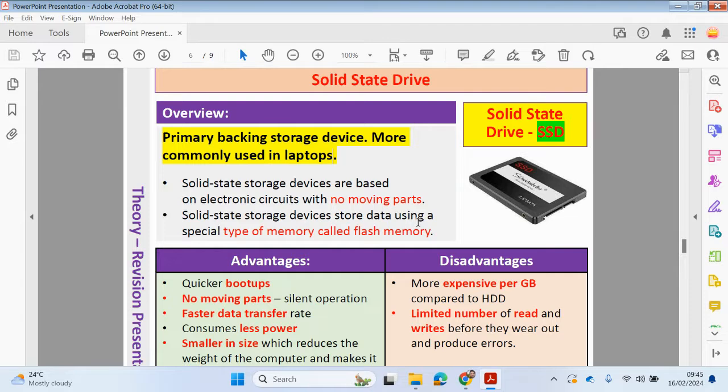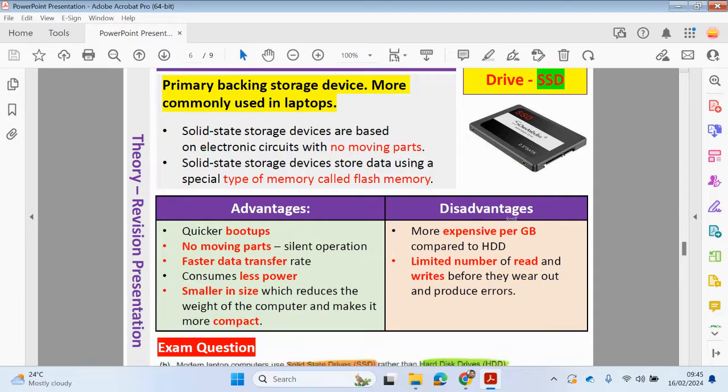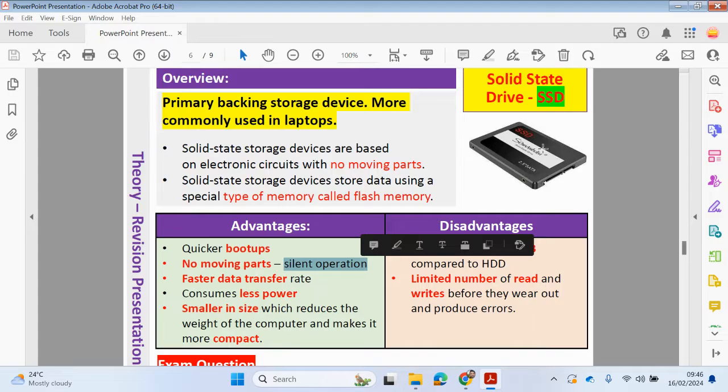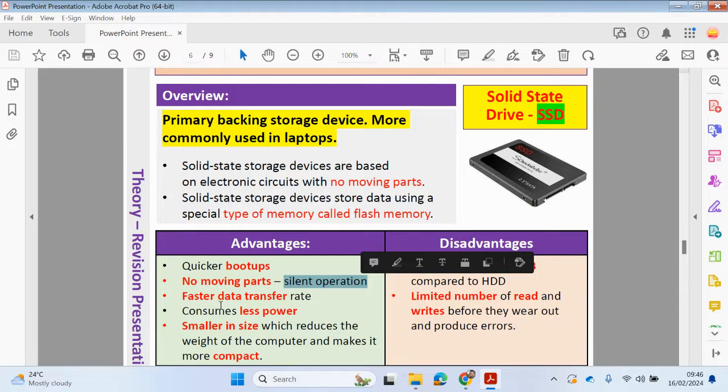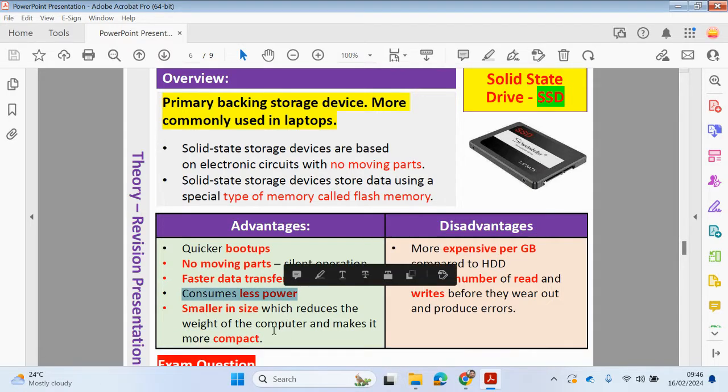So what is the advantage of using solid state drives? The most obvious advantage is the size is smaller and compact, so it can fit inside a laptop. When you start up a computer with a hard disk drive or a solid state drive, the boot up would be quicker with the solid state drive. There are no moving parts, so this leads to silent operation. Transferring data is much quicker using a solid state drive compared to a hard disk drive.